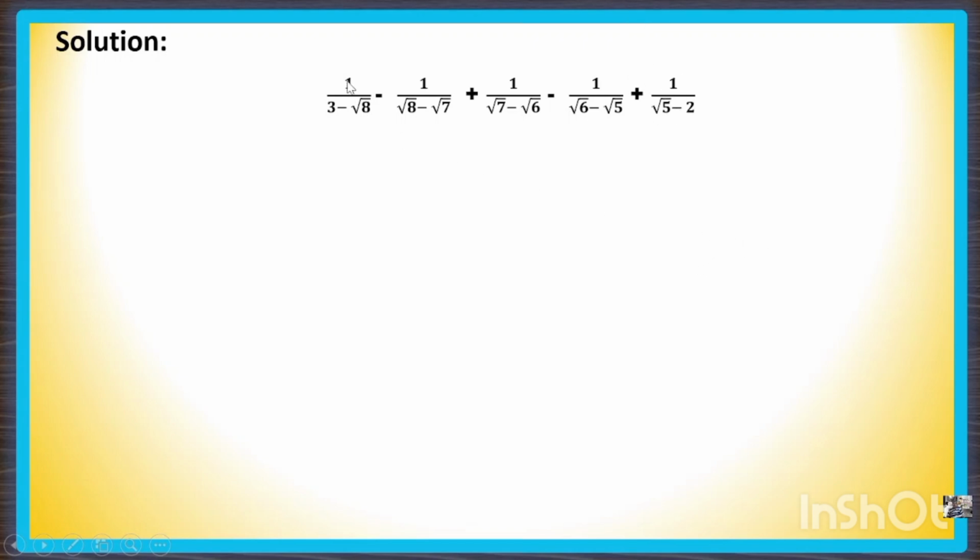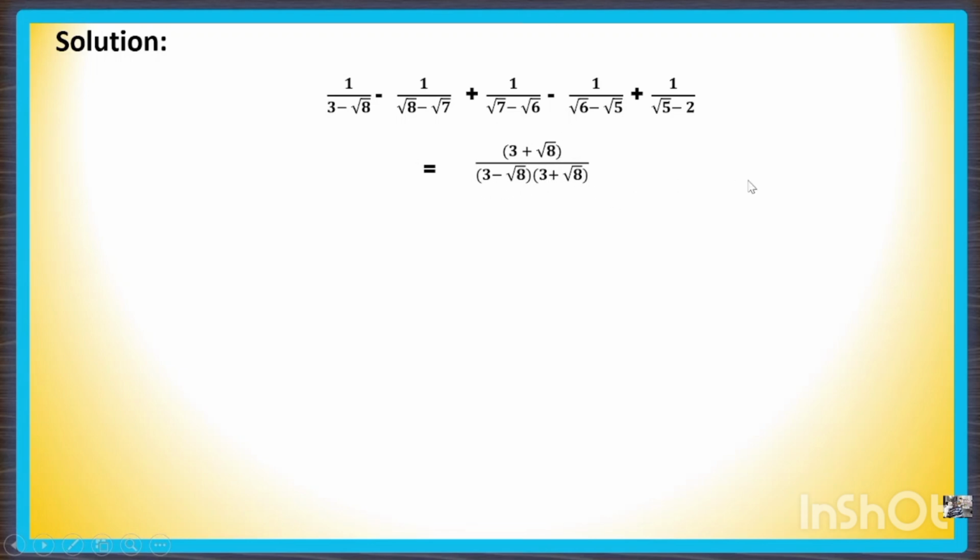You see the first term here is 1 upon 3 minus root 8, and 3 minus root 8 is the denominator, which is an irrational number. We have to multiply by the rationalizing factor, and the rationalizing factor of 3 minus root 8 is 3 plus root 8. So we multiply 3 plus root 8 in the numerator with 1 and in the denominator. After multiplication we shall get 3 plus root 8 divided by 3 minus root 8 whole into 3 plus root 8.